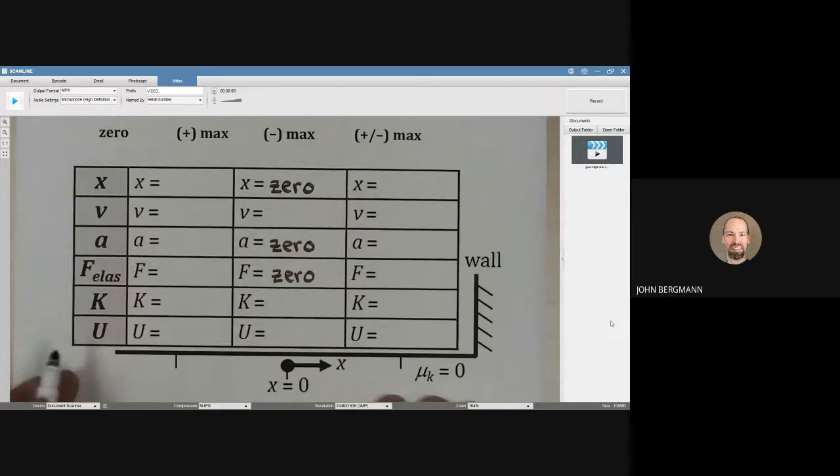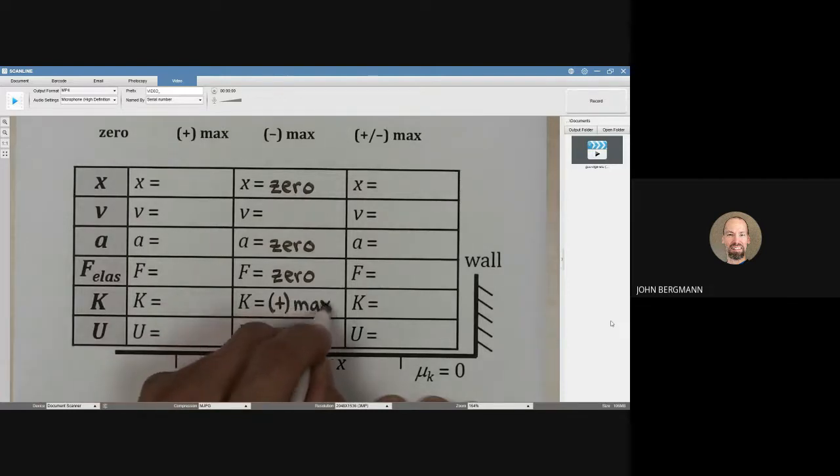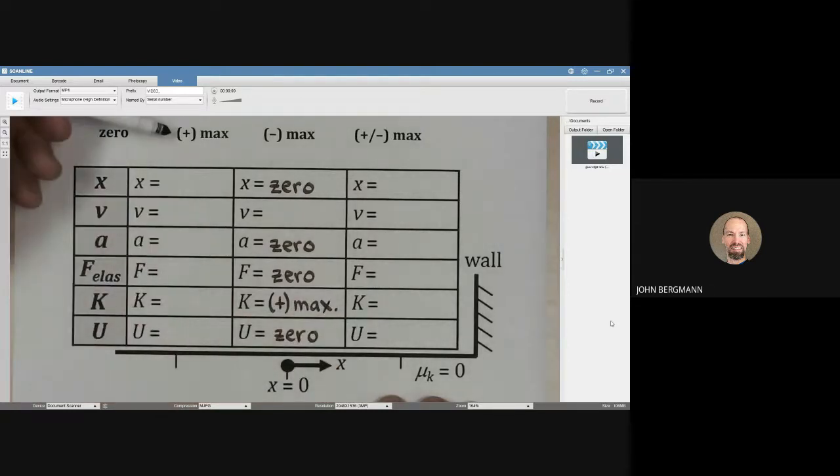And if there's no stretch in the spring, then there's not going to be any elastic potential energy when we're at that location. And if U is 0 there, then K must be a maximum. Always a positive number. So we have to make this choice up here that I'm pointing to with my pen: positive maximum. We can't say maybe positive, maybe negative, and it's a maximum. We have to choose the positive one.